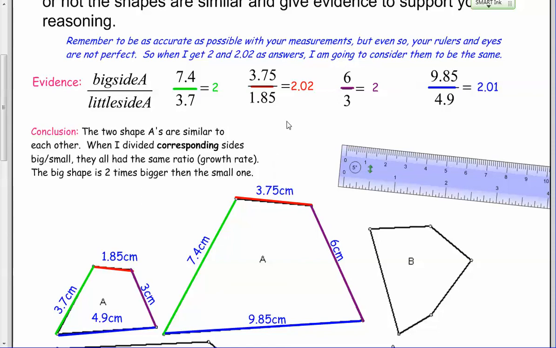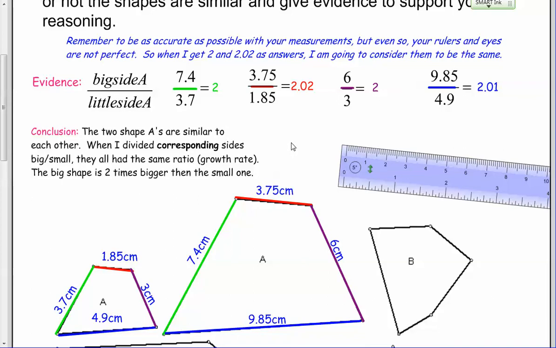One of the things that you will find every once in a while is that, let's say we did the green and we got 2, let's say we did the red, and when I divided the red, it came out to be 5. Well, that would mean that the red side had grown 5 times bigger, but the green side had only grown 2 times bigger. So my conclusion there would be that my shapes are not similar to each other because one side grew faster than the other.